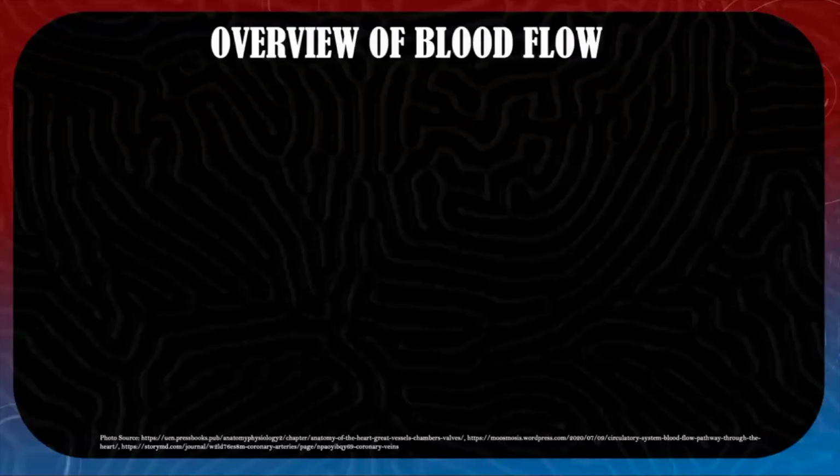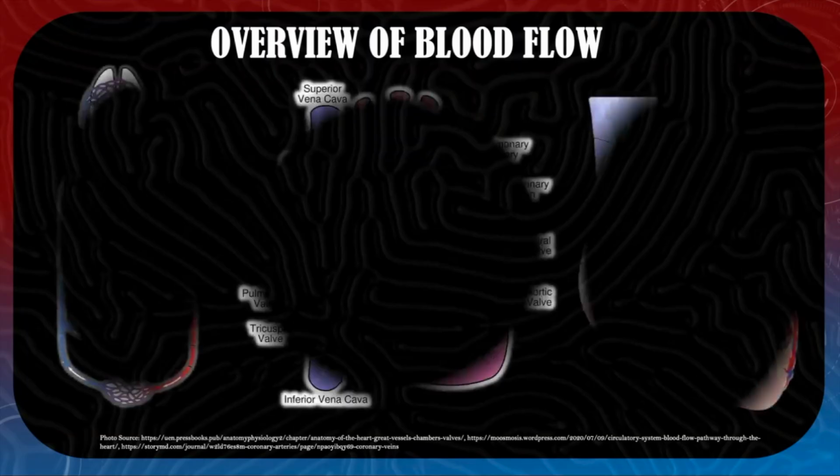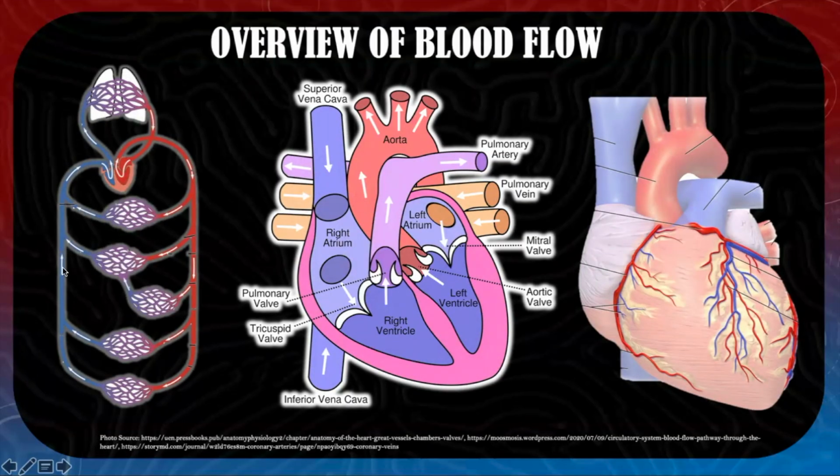All right, so now that we've talked about all these different parts of the blood flow at different parts of the video, let's put it all together all at once. So on the left here, you can see the systemic and pulmonary circuits. In the middle, you can see the internal structures of the heart. And on the right, you can see the external structures of the heart, including those parts of the coronary circuit.